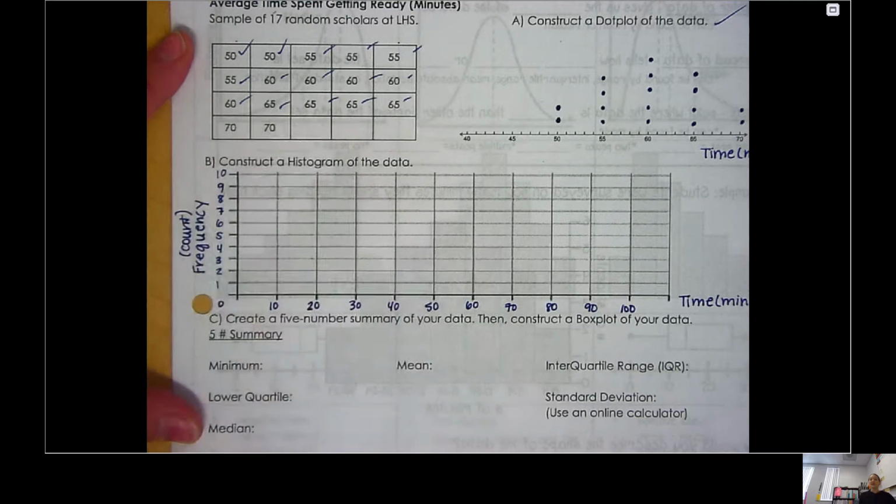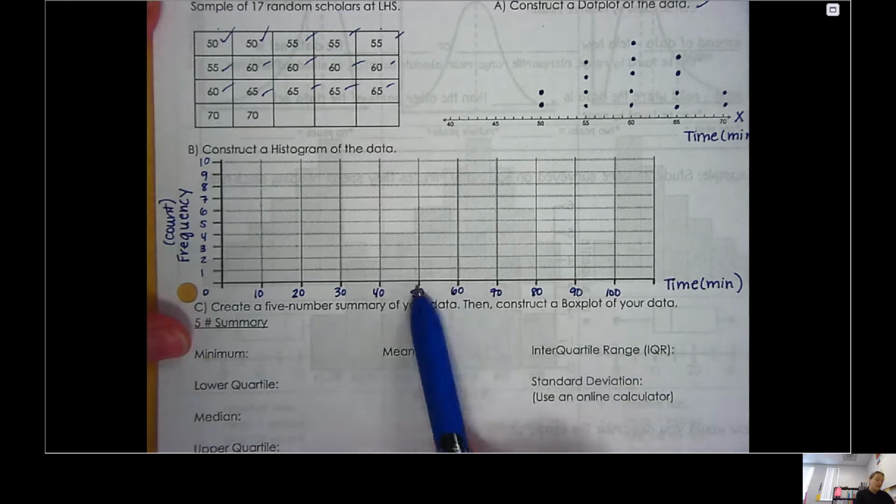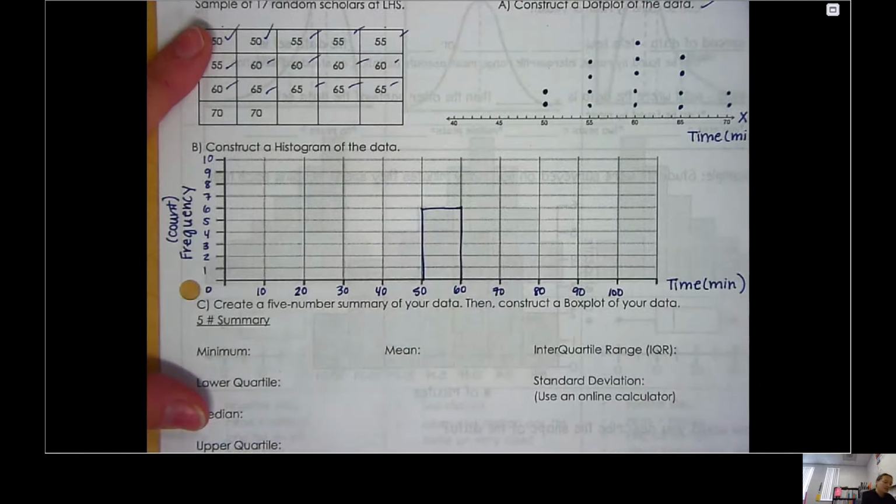Now, does this mean this is exactly how your histogram has to look? No. If you wanted to count by 2s, that's fine. It just might not be as exact as if you were to count by 1s. Okay, so when we do our histogram, it's essentially like a bar chart, and the bars touch each other. From 50 to 60, all the numbers that start with a 5, we have 1, 2, 3, 4, 5, 6 of them. So I'm going to go all the way up to 6 at the 50, and then go over and make a bar. So from 50 to 60, there are 6 within there.